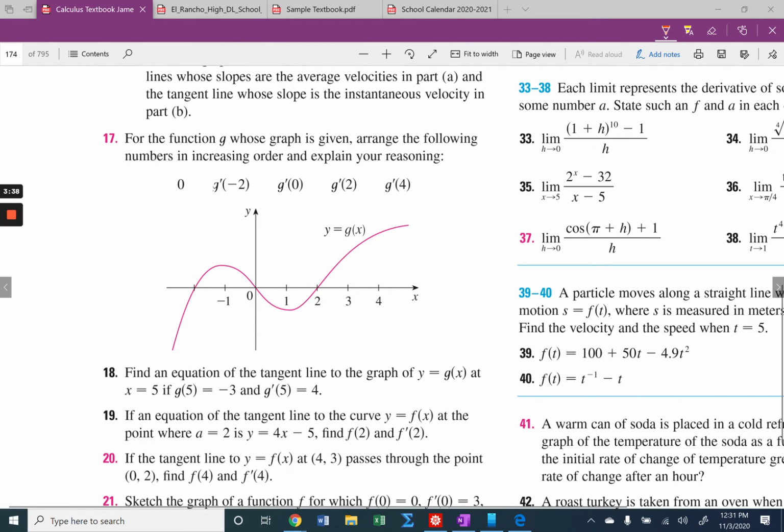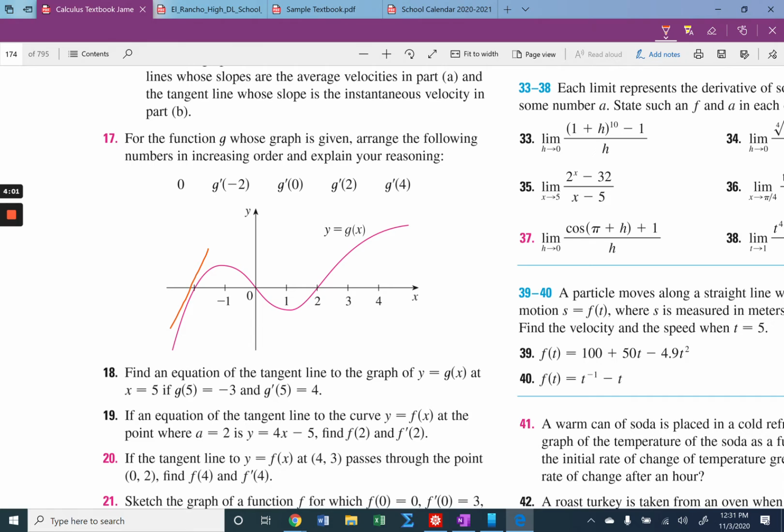g prime of negative 2, well, g prime is the derivative. The derivative at a point tells us the slope of the tangent line to the graph of g at negative 2. So if I was to actually draw in a tangent line over here, I think I'm in the right mode where I could do that. I'll do my, whoops, I'm a little bit off. I missed a little bit, but it's close. It's parallel, so I'll just leave it there.